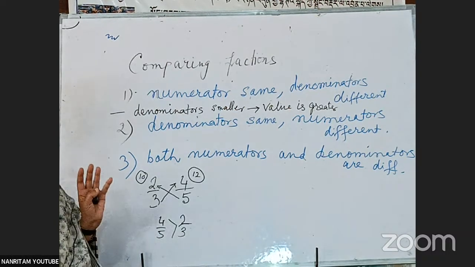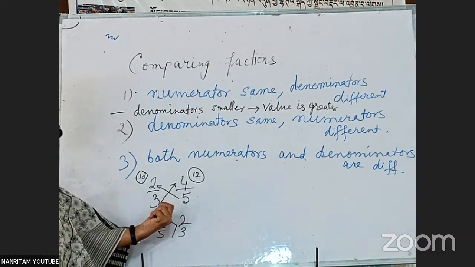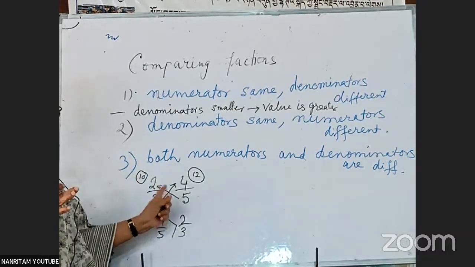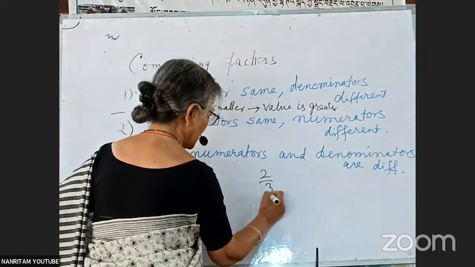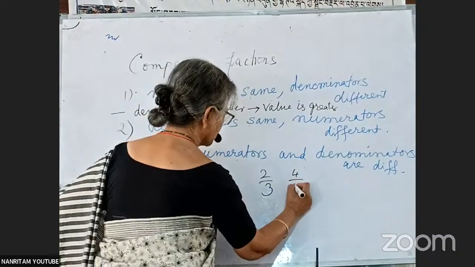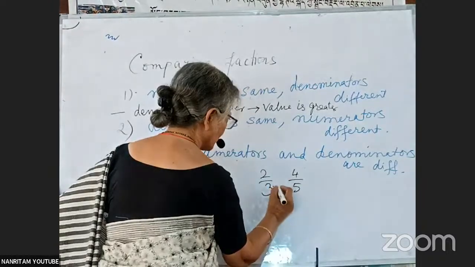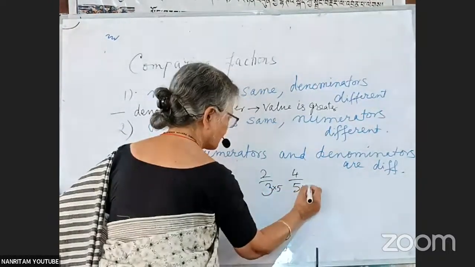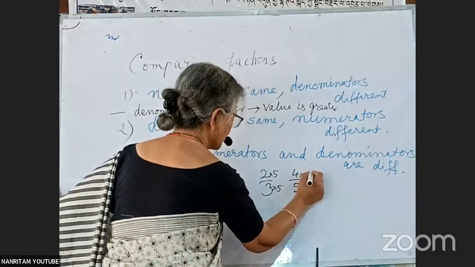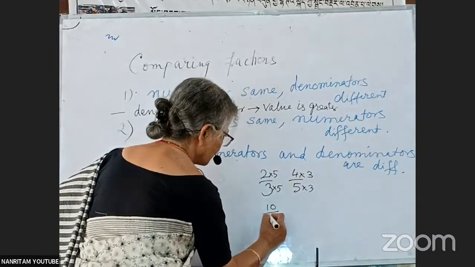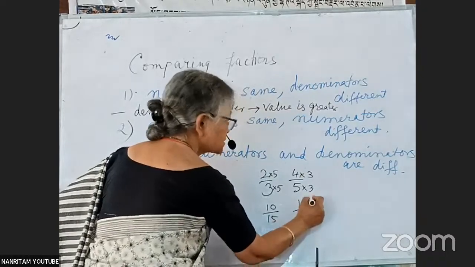Why does it work? They have to know why it works. When you do LCM, this is the elaborate method. So the LCM of 3 and 5 is 15. So we are making this one 15 and this one also 15, and then multiplying to make equivalent fractions. And then 10/15 and 12/15.